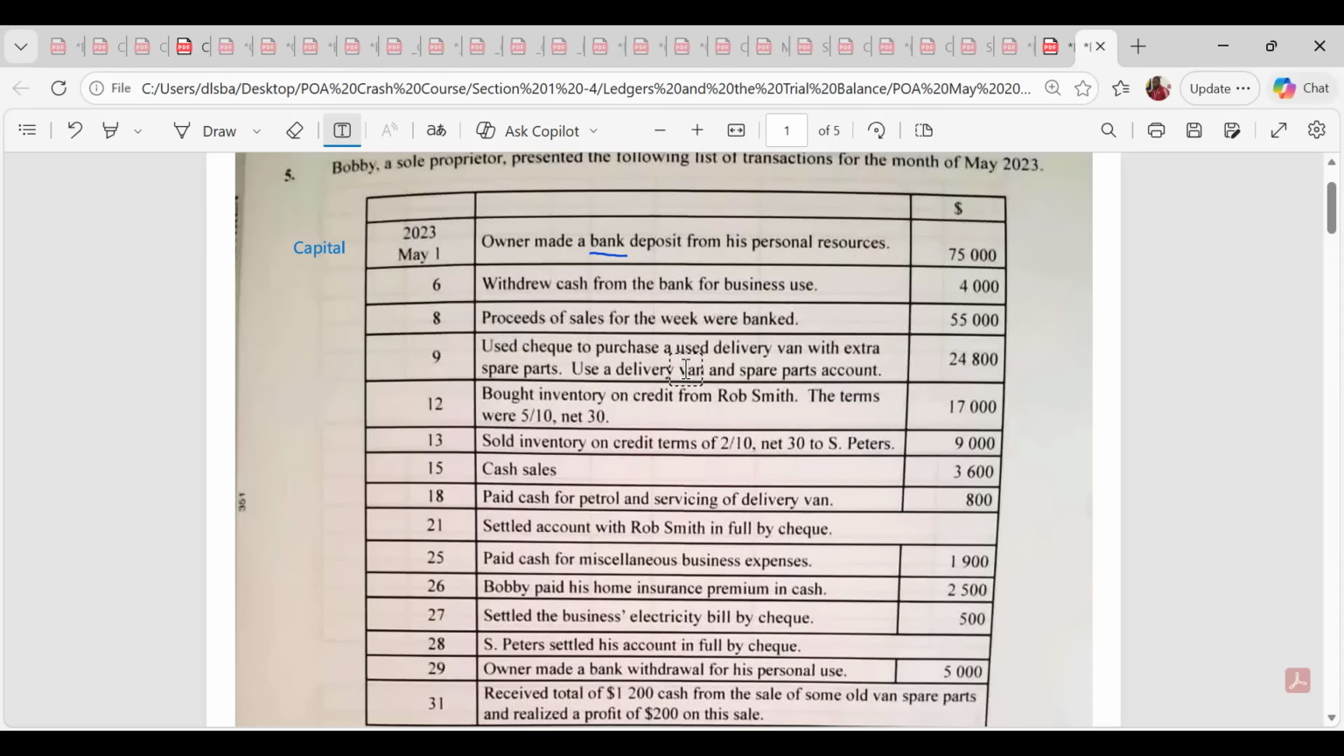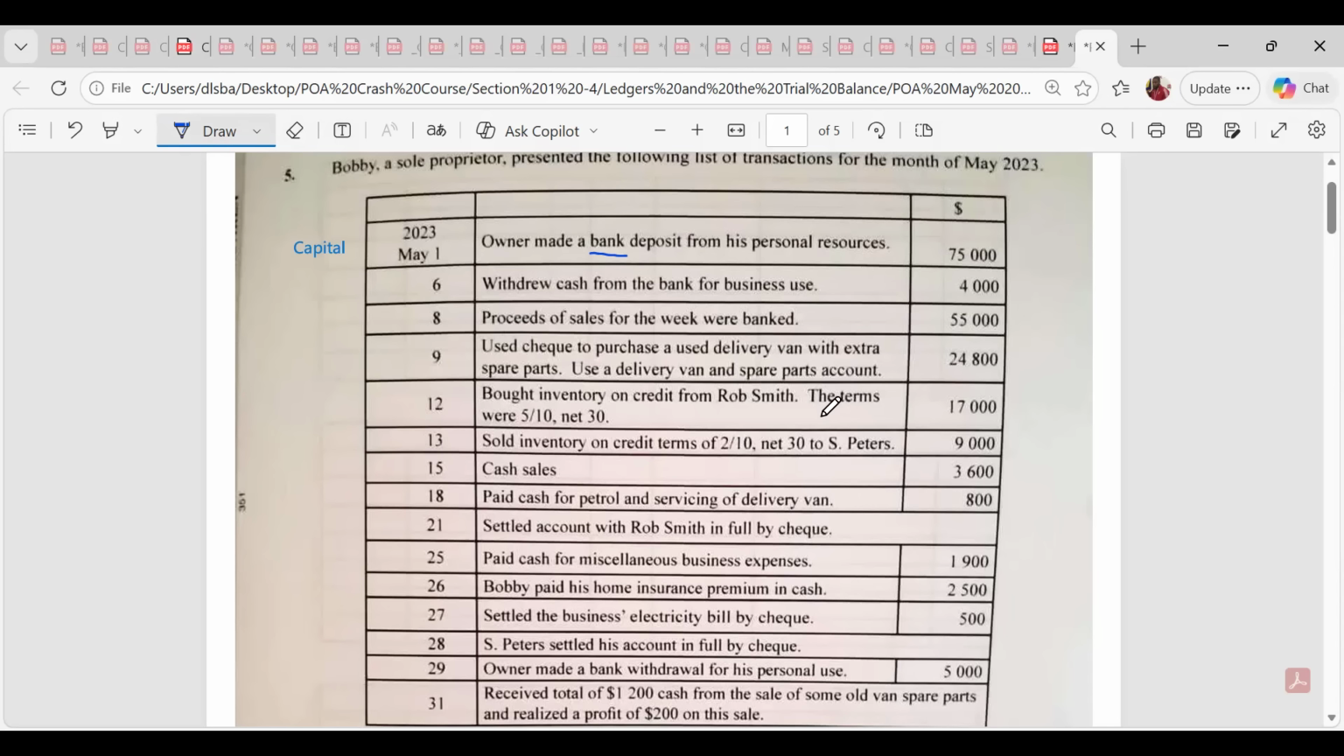Yes, sir. All right. So when we buy inventory, when you buy goods, what account do you use? Purchases. Right, and purchases is always debited. So you debit purchases, and then what account do you credit? Who did we buy it from? Rob Smith. Because we bought it on credit from Rob Smith, so we will credit Rob Smith's account.